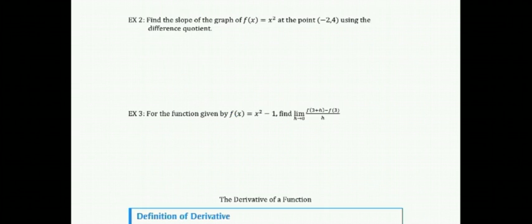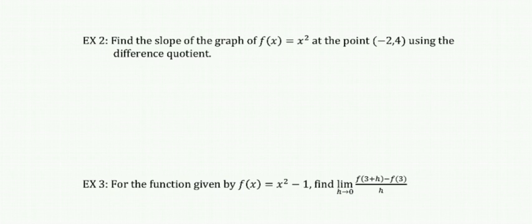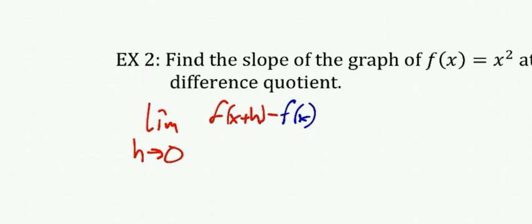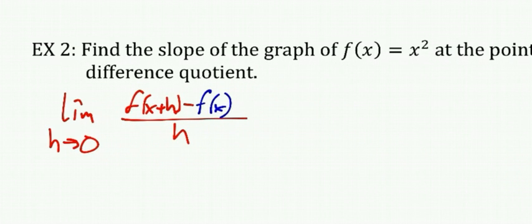So, next page, we're asked to find the slope of the graph f of x equals x squared at the point -2, 4 using a difference quotient. So the difference quotient, we're going to say the limit as h approaches 0 of f of x plus h minus f of x, and I'm actually going to color code this, and let's make f of x blue in this case, over h.